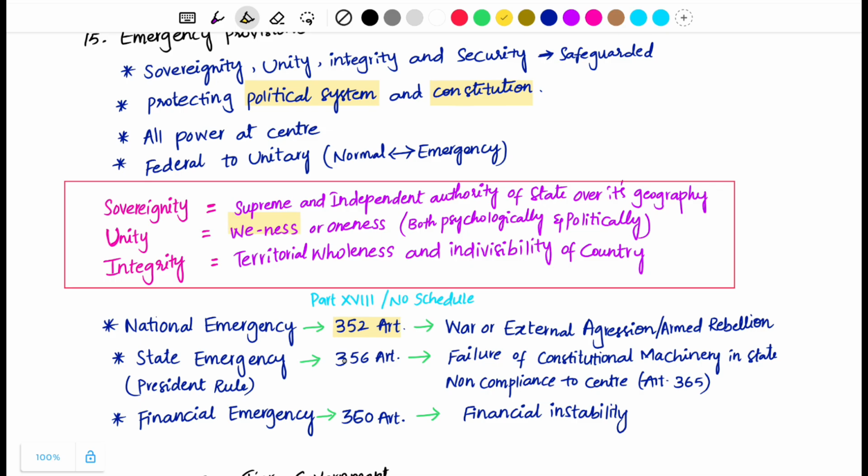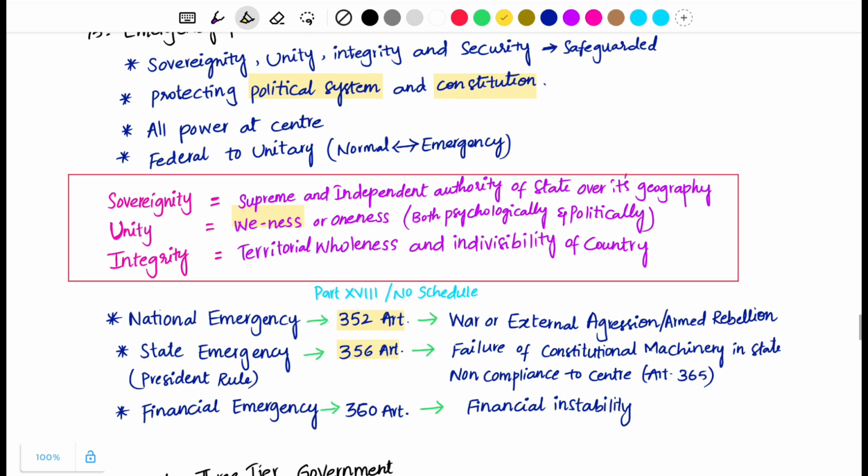During times of war, external aggression or armed rebellion, the central government invokes Article 352 and declares a national emergency to protect the integrity, sovereignty, unity and security of the country. Article 356 deals with the state emergency, also called President's rule, friends. When there is a failure of the constitutional machinery in the state, or if a state is non-compliant with the directions of the center, the state emergency can be invoked by Article 356 of the Indian Constitution.